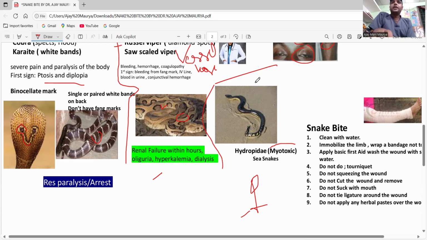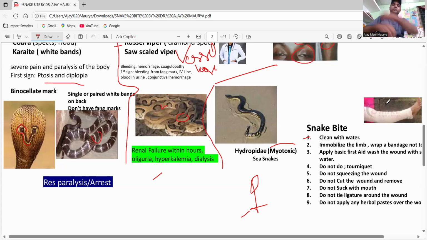Do not apply a tourniquet. But always clean with water here, and you have to always immobilize the limb. Suppose you are bitten in the lower limb, do not disturb the lower limb. Why? If you move the lower limb, the venom may pass through the venous and lymphatic system, the subcutaneous lymphatics. If it goes to the lymphatics, it will directly go to the heart, and on-the-spot death may occur. That's why you have to immobilize the limb.